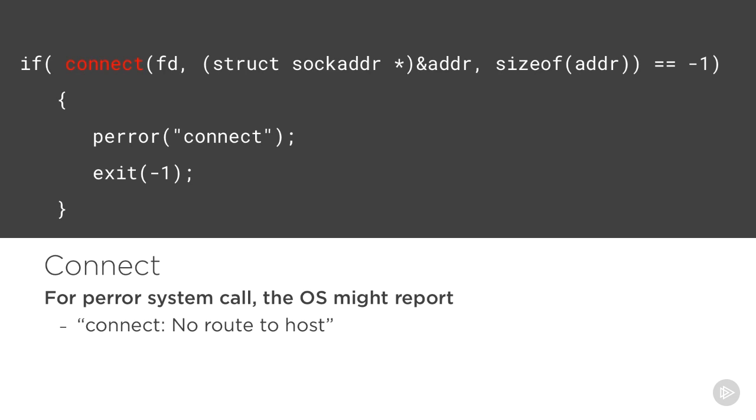The struct sockaddr star is typecasting the local variable, and we need the address of that to be of the type of this pointer that the API expects. And we need the size of it as well, which is 16, or better programming practice to say sizeof rather than hard coding a value 16 in case that were to ever change. And if it fails, we can ask the operating system through a syscall, perror, what happened. And the system might say something like connect, no route to host.